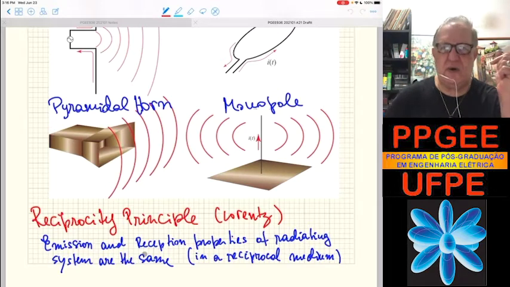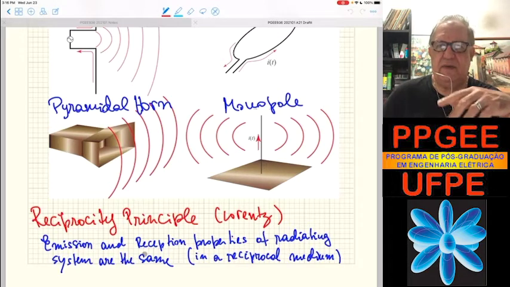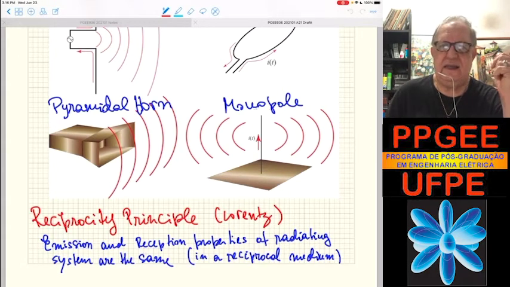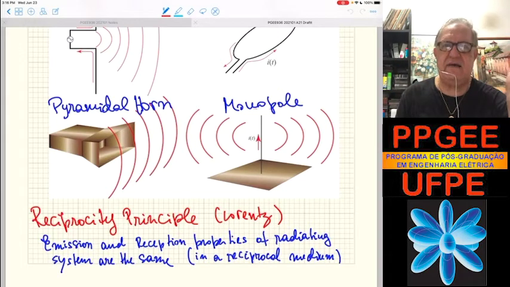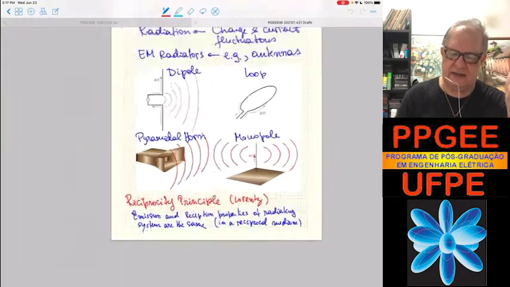I mean, we have a course in our graduate program, on antennas, in fact. So it's taught here in our graduate program. So we have an entire course dedicated to that subject.